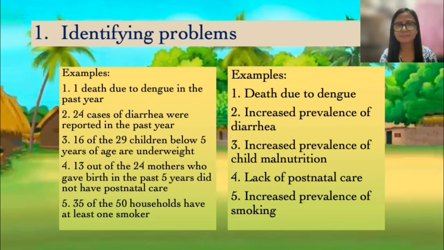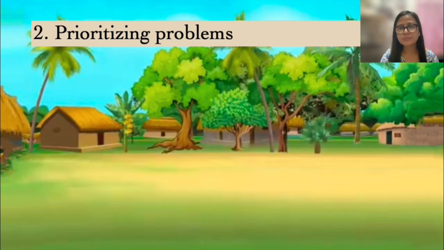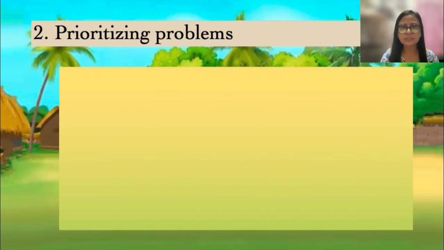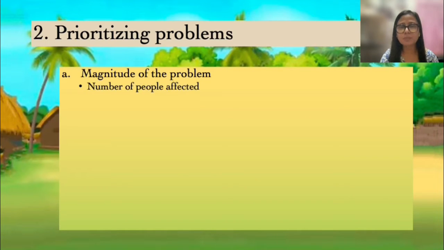So once you have a list of the problems, you will need to prioritize which problem you will address. Again, the prioritization process should be done with the community. Therefore, you will need to explain the different criteria to the people. So we rank problems according to these criteria. The first one is magnitude of the problem, which basically means how many people are affected.